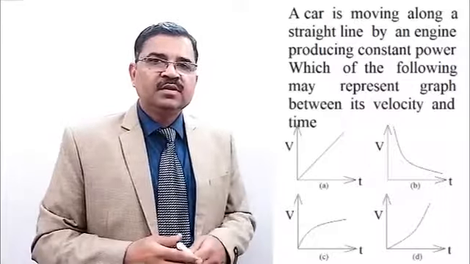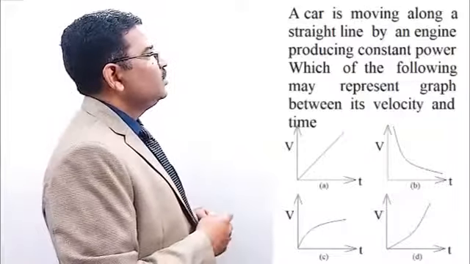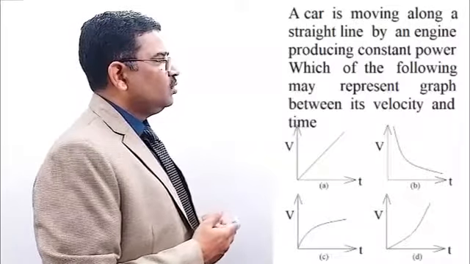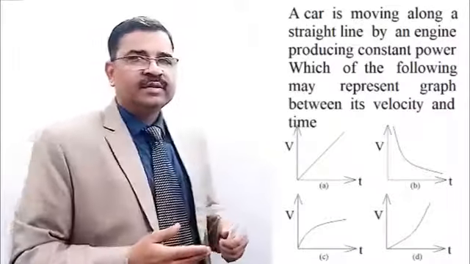Now student, let us consider this question: a car is moving along a straight line by an engine producing constant power. Which of the following may represent the graph between its velocity and time?